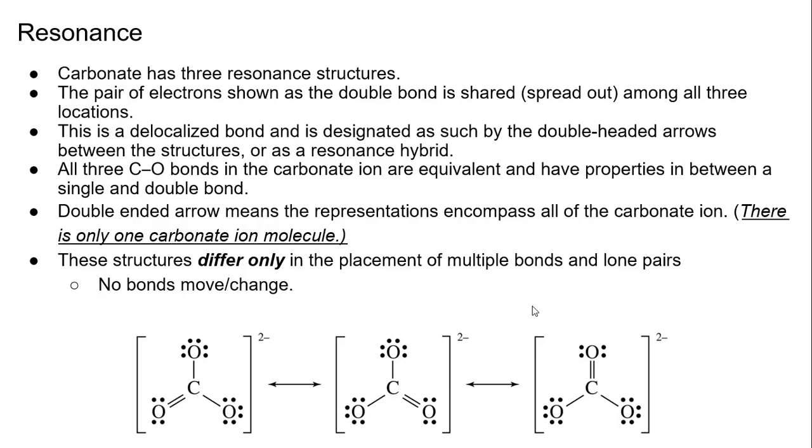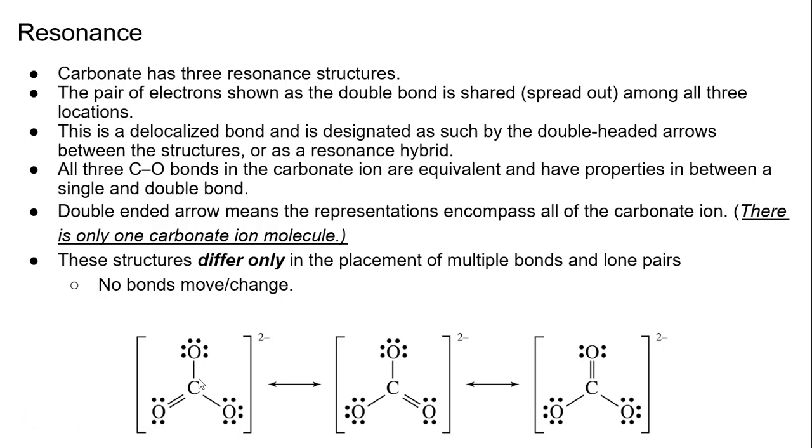Okay, so we have the carbonate ion. It has a charge, but within itself, these are all nonmetals that share. You can see there are three structures here, and what you notice is that the double bond is here, but then it moves down here on this one, and then it moves up here. And it's a double arrow. Now what you need to understand is that this is delocalized. This electron pair is shared between all three of the carbon-oxygen bonds.